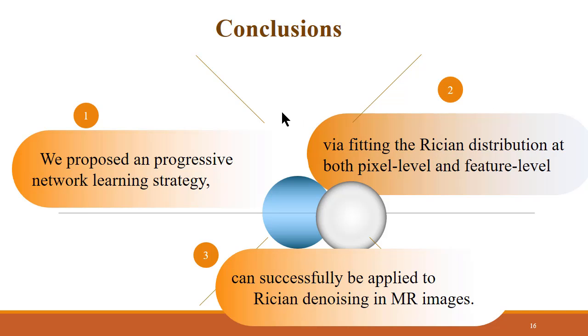Here's the conclusion. In this work, we propose a progressive network learning strategy for fitting the Rayleigh noise distribution at both the pixel level and feature level, using 2 subnets. Our preliminary work proved that it can be successfully applied to Rayleigh denoising in MRI images.